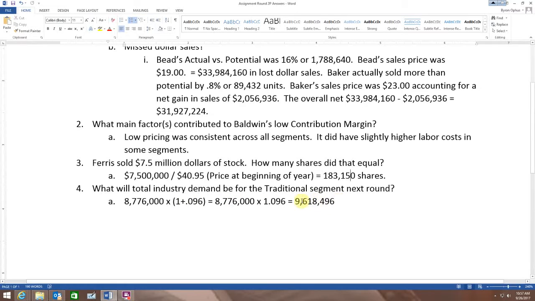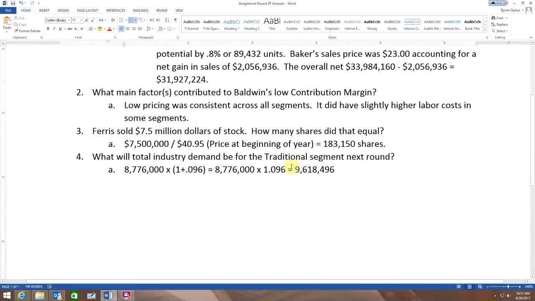9,618,000. Actually, they round up, because if you look at this year's, for round 3, it was 9,619,000. They drop off the zeros, but they apparently rounded that up. So if you're one digit off, I'm not going to get too concerned about that. Hopefully you showed me the work and how you came up with the answer. Again, I added the zeros here, and you wouldn't necessarily have had to do that.